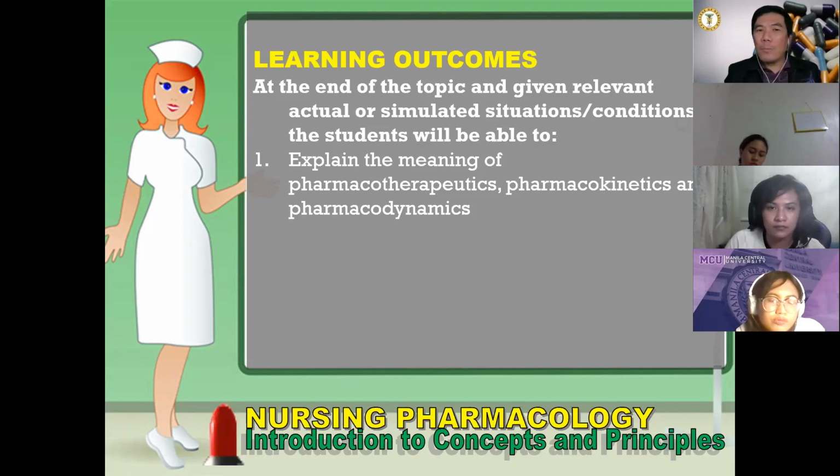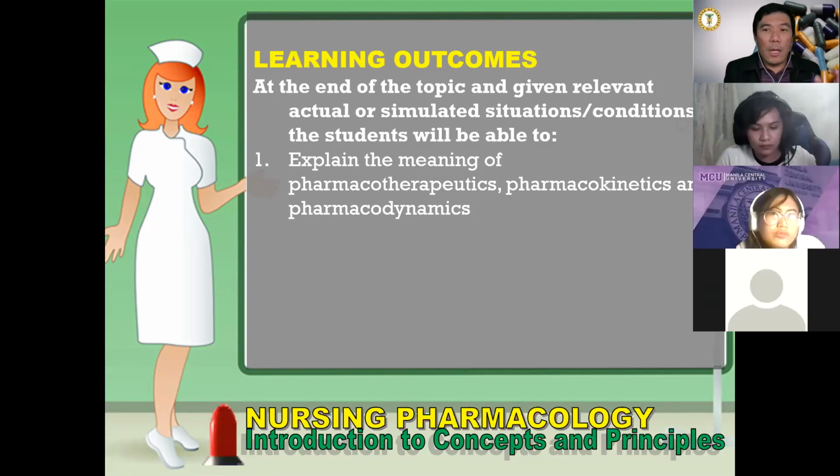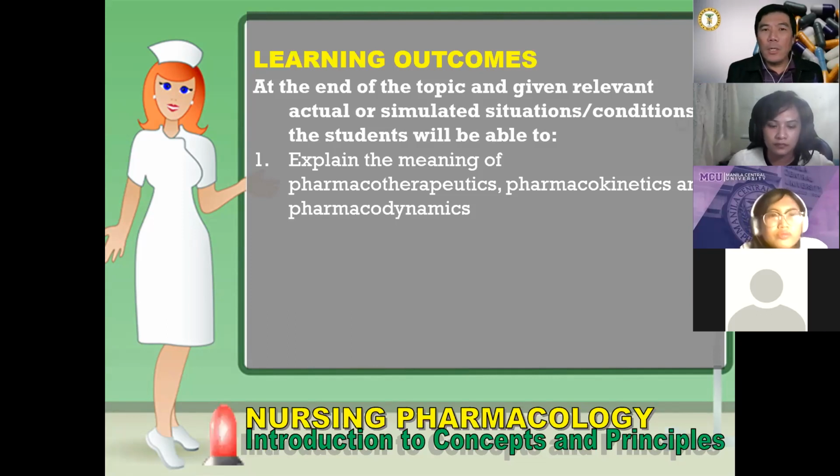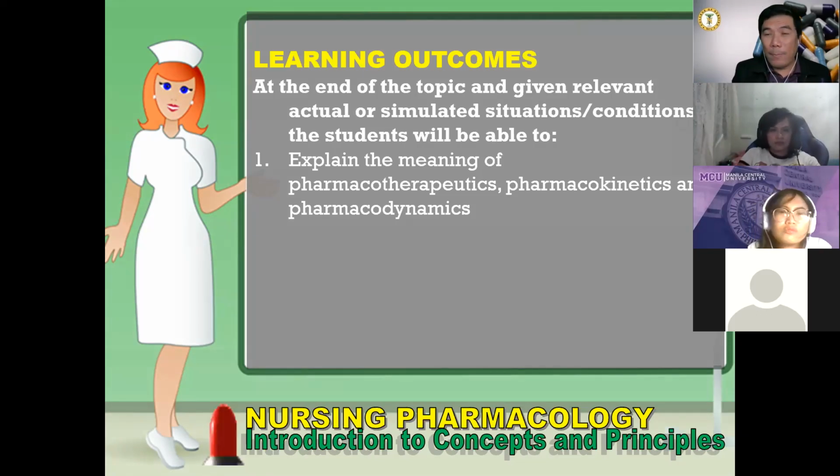Sir, what is basically the meaning of pharmacotherapeutics, pharmacokinetics, and pharmacodynamics? Very obviously, these terms start with pharmaco, and pharmaco are terms related and associated with medications, with drugs. How about, sir, the differences between pharmacotherapeutics, pharmacokinetics, and pharmacodynamics?